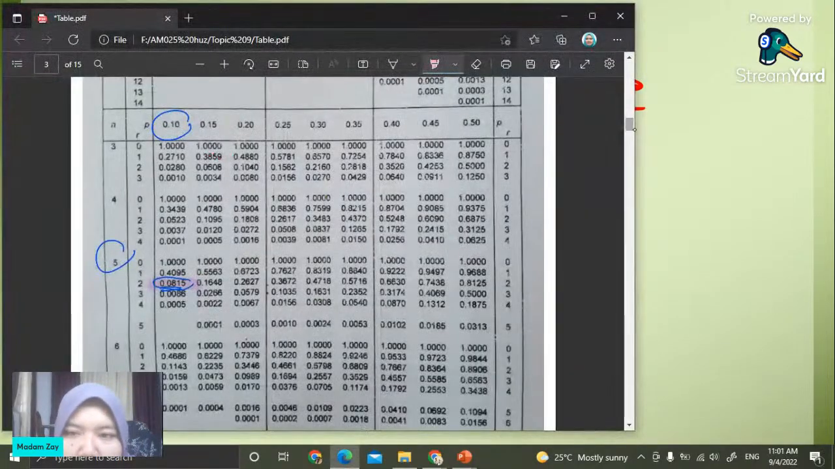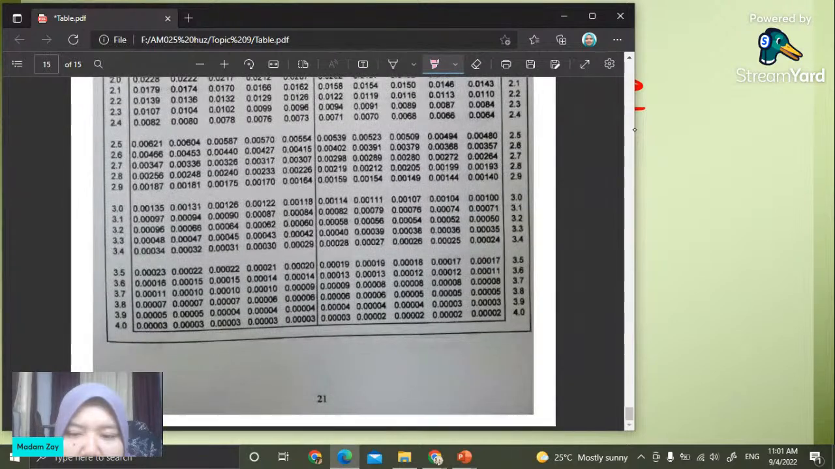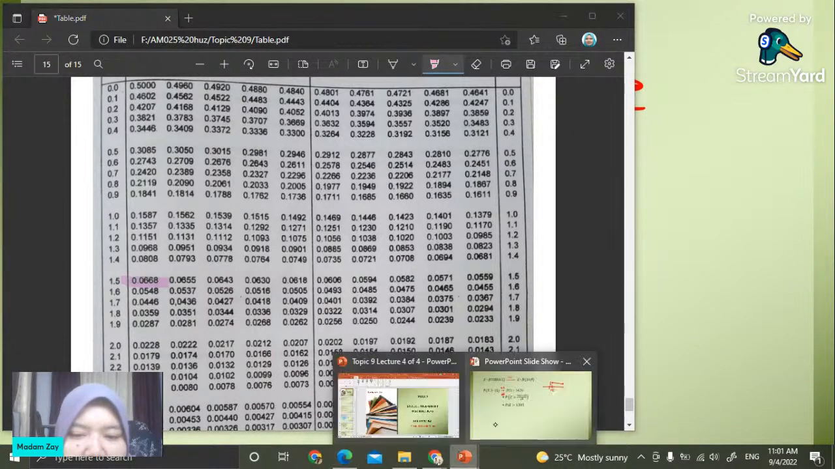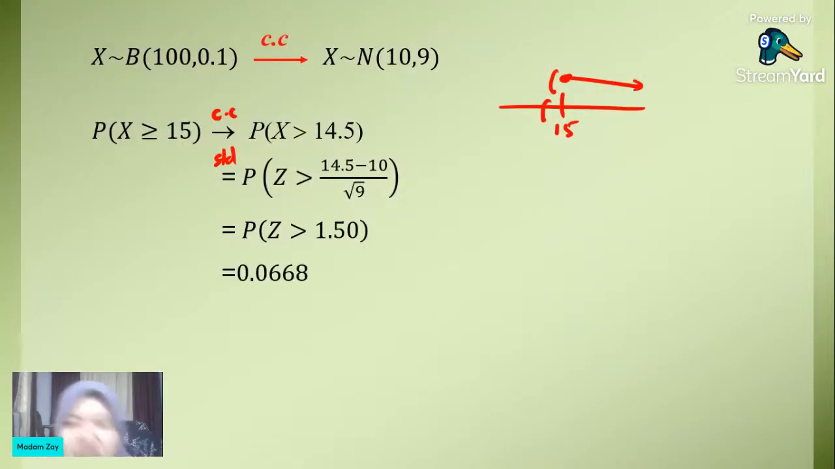Okay, the normal table. So 1.5, it will be 1.50, which is 0.0668. Is it correct? Yes, correct. So we check the table and we get the answer.